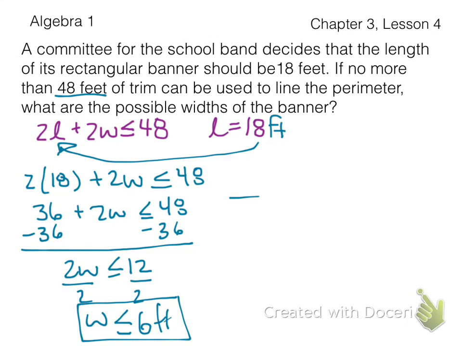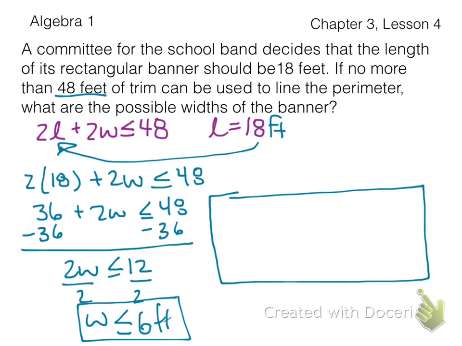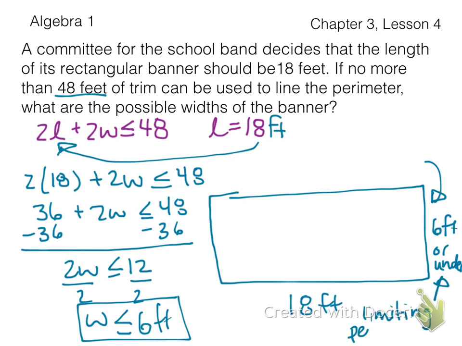So if I've got this banner, and it needs to be 18 feet in length, the width of it would need to be 6 feet or under. All right, and that's based on the fact that our limiting factor is the perimeter because of the trim. Okay, so that's why we're limited. That's why it has to be 6 feet or under. If we go over 6 feet, we're not going to have enough trim.